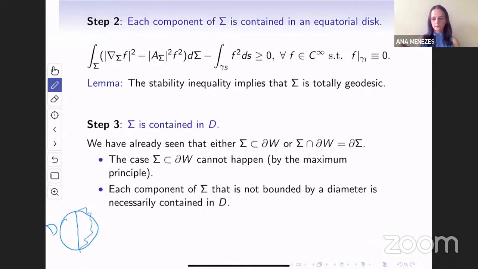Okay, and we want to show that this is not possible. To prove that, what we're going to do is rotate this component here around this diameter, and apply the maximum principle with the boundary of the region W. Here it is a little bit delicate because we have to apply 4 different versions of the maximum principle.